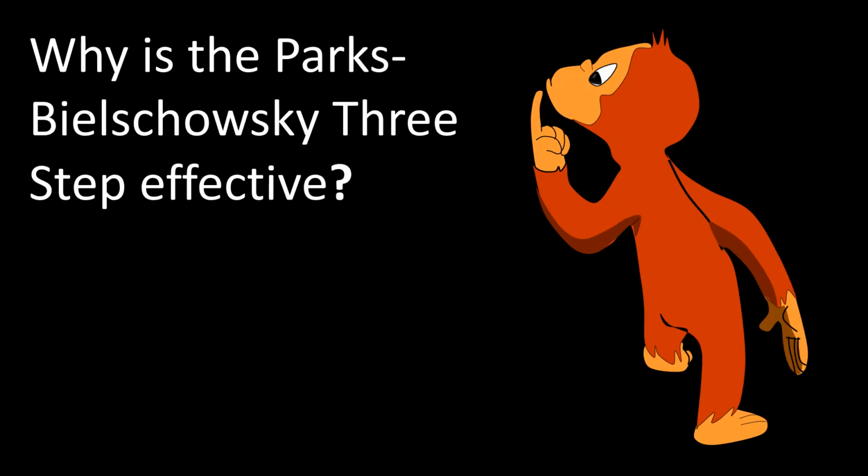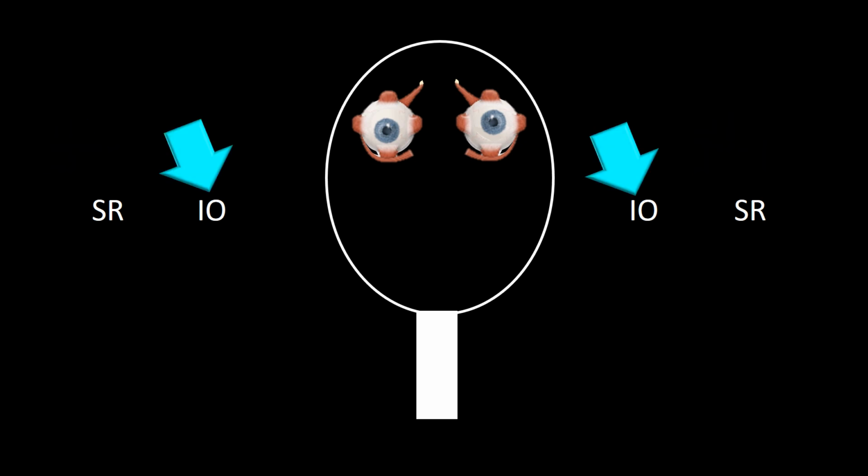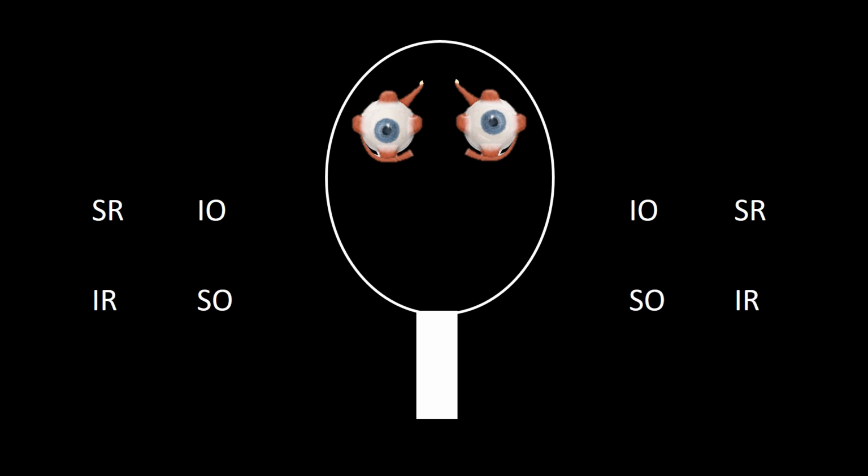It is worthwhile for us to understand why the Parks-Bielschowsky three-step test is effective. In the right setting, let's dust off a few key points about extraocular movements, especially about vertical alignment. In primary position, vertical alignment is kept by the opposing forces generated at each eye by the contraction of the elevators and depressors. The elevators are the superior recti and the inferior oblique. The depressors are the inferior recti and the superior obliques.